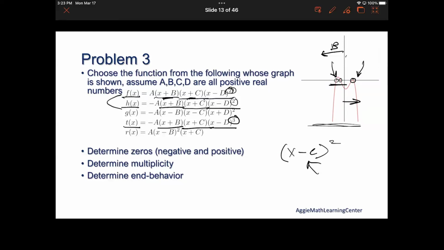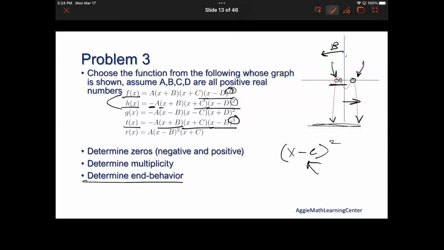And the last thing that we can do to determine which equation this is going to be is to determine the end behavior of our function. The way we do that is we look at what direction our function is going as we approach infinity. And as we can see right here, they're both heading to negative infinity, which means that the leading coefficient of our equation is going to be a negative, just right there.